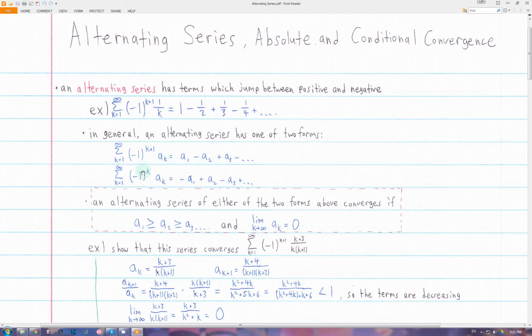If the general term here is always decreasing as n goes up, and also the limit as k approaches infinity of this general term is 0, then the alternating series converges. And if we know that the limit is not 0, then it will diverge by the nth term test, not the alternating series test.